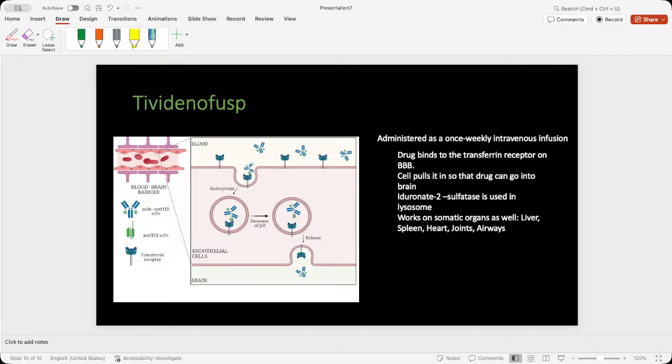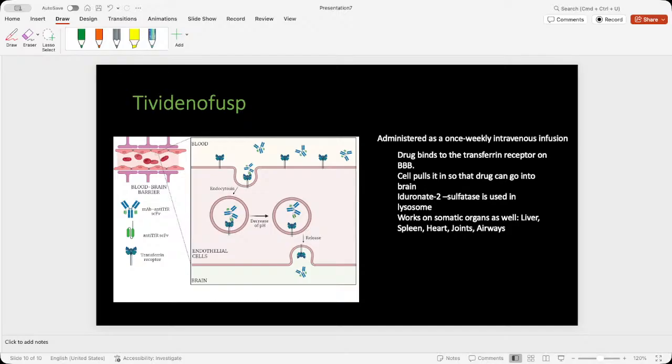It's going to be used by the lysosome, so it'll work on somatic organs as well as across the blood-brain barrier. So this is a very good advantage in treating patients with this rare genetic defect of Hunter syndrome. So I just wanted to talk a little bit about this medication.